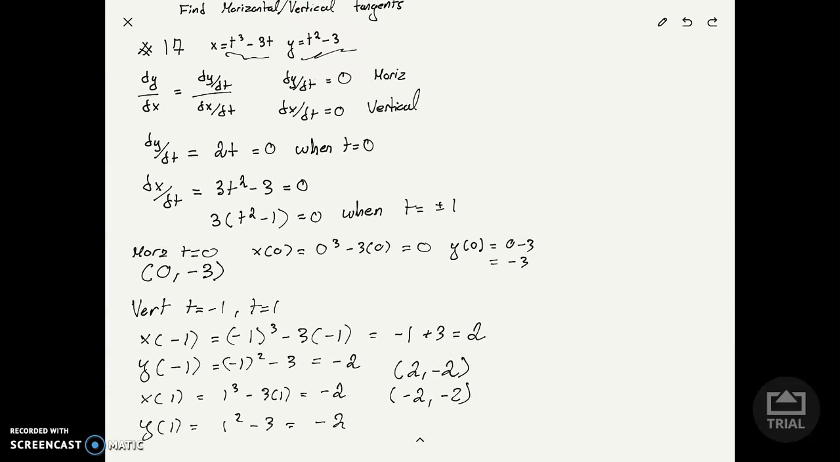So we have 3 different tangents. One horizontal one that occurs at (0, -3), and 2 vertical ones. One that occurs at (2, -2), and the other one that occurs at (-2, -2). And that summarizes that problem.